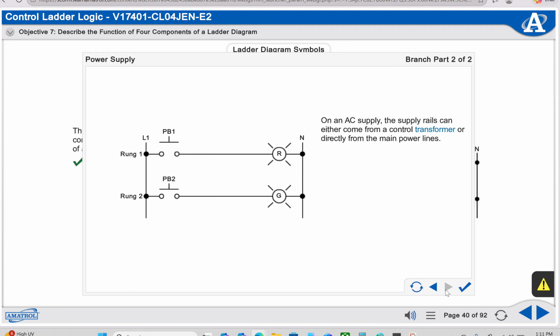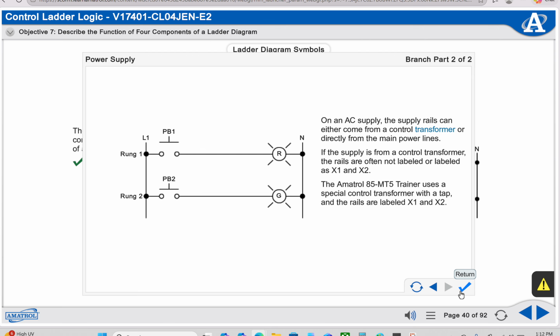On an AC supply, the supply rails can either come from a control transformer or directly from the main power lines. If the supply is from a control transformer, the rails are often not labeled or labeled as X1 and X2. The Amatrol 85MT5 trainer uses a special control transformer with a tap, and the rails are labeled X1 and X2.